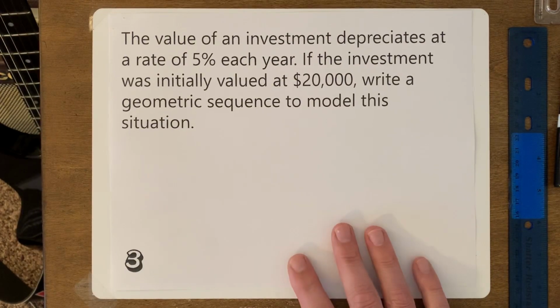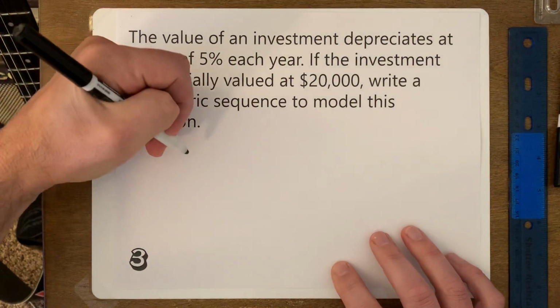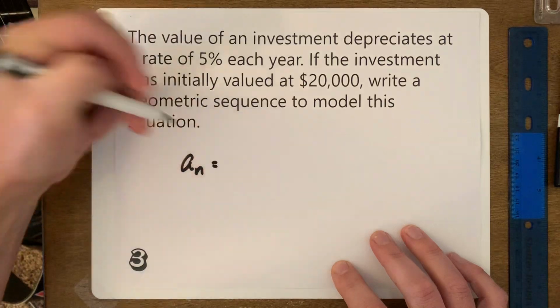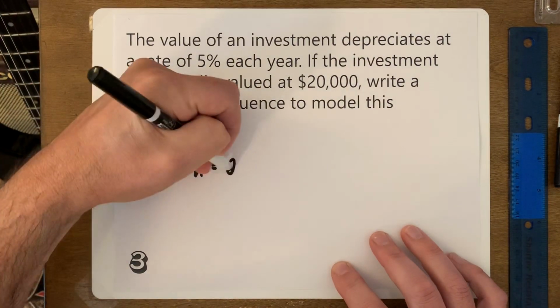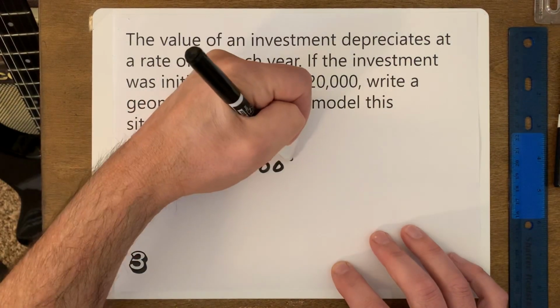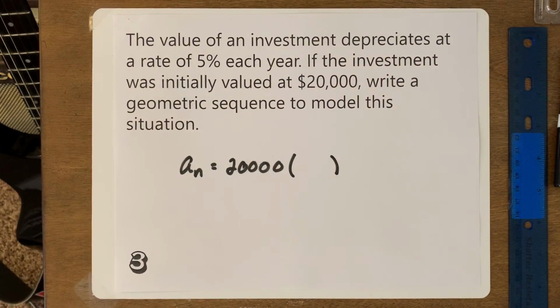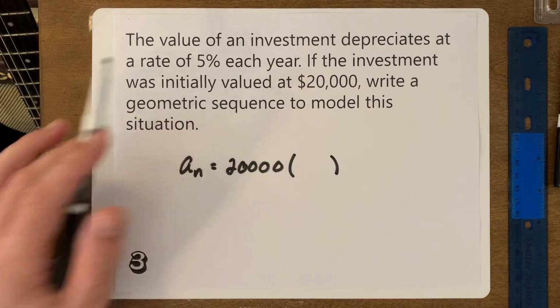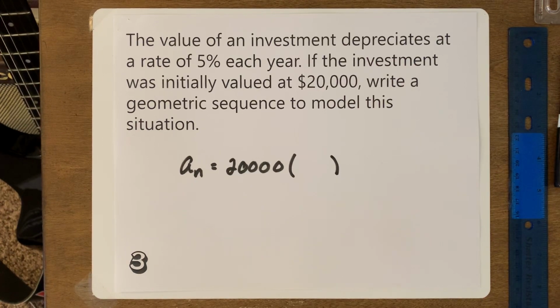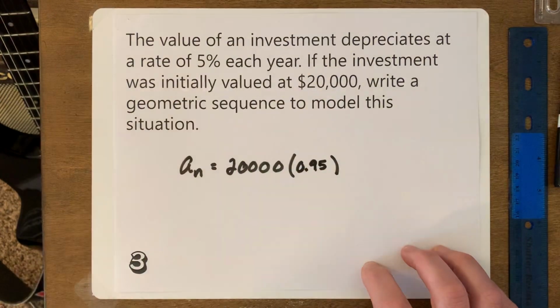Okay, the value of an investment depreciates at a rate of 5% each year. If the investment was initially valued at $20,000, write a geometric sequence to model the situation. All right, so we have a sub n equals, and it looks like we have 20,000 as our initial value. Now, what's going to go in parentheses for our common ratio? Well, it depreciates at a rate of 5%. So if we take 5% off of 100%, that would be 95%, and 95% as a decimal is 0.95.